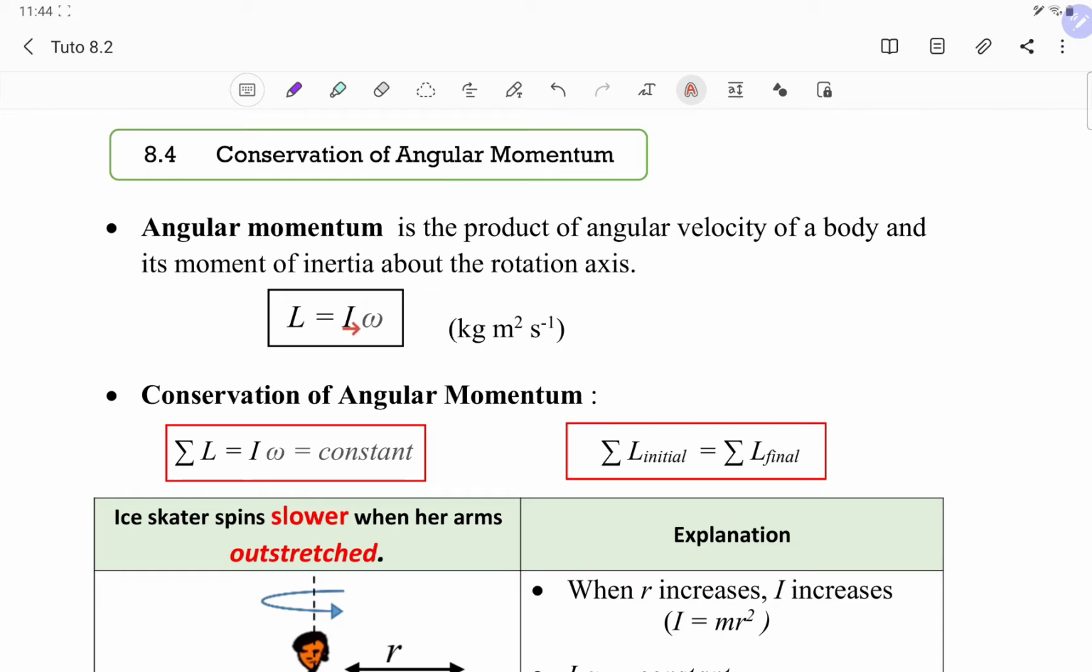Okay, so the formula, we know that I is in kg m squared and omega is in radian per second. But radian, we do not write in the unit. So the unit is kg m squared s minus 1. This one is quite similar to momentum, where momentum is equal to mv. That is for the linear motion and this is for the angular motion.